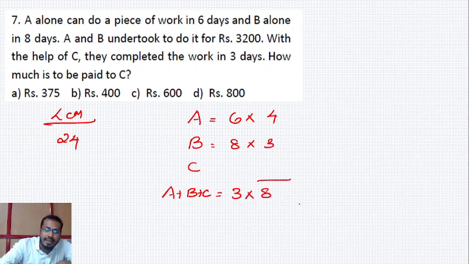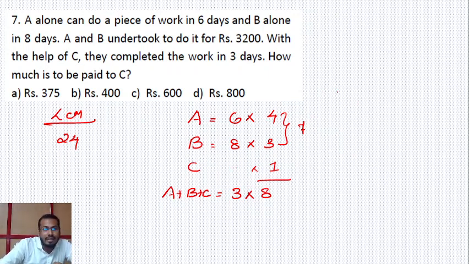So in a day, all the three completed 8 chocolates in a day. Out of that, A and B completed 7 chocolates. So the remaining 1 chocolate was completed by C. So how many days? That is not the question.